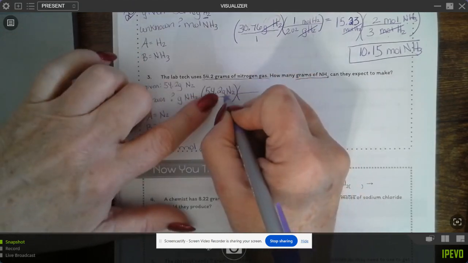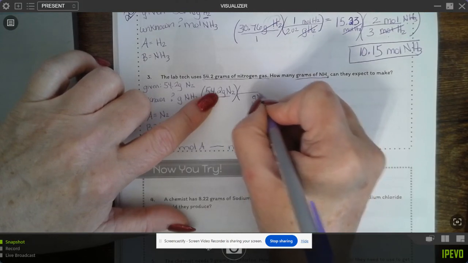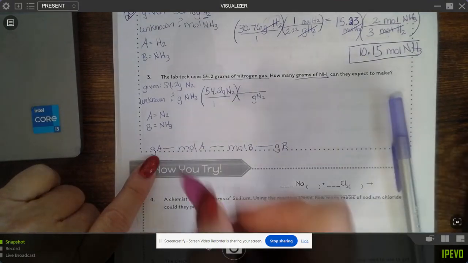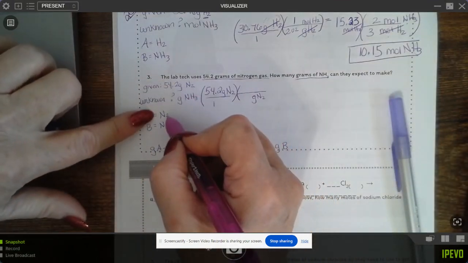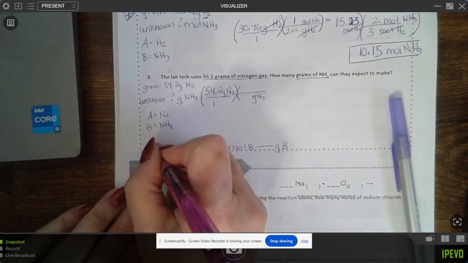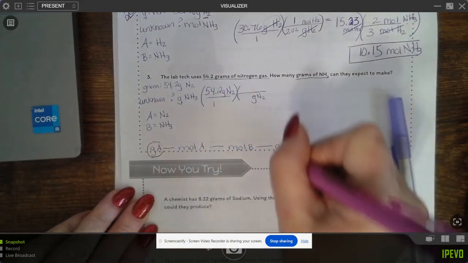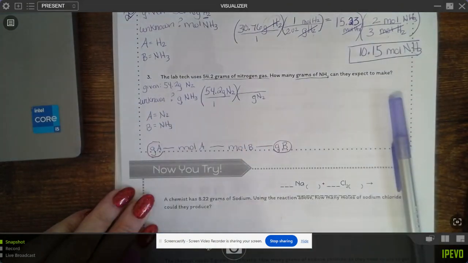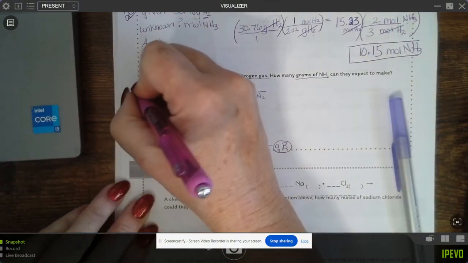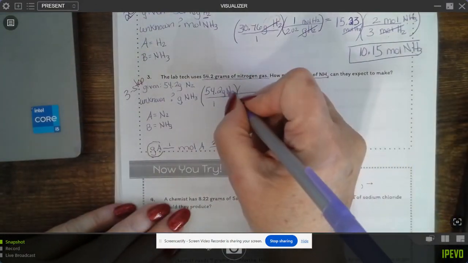Now I know, since I have grams of N2 here, grams of N2 is going to go on the bottom. We're starting with grams of A. We're going to grams of B. So if we count the dashes, 1, 2, 3, this is going to be a 3-step problem. Okay, so back to my units.